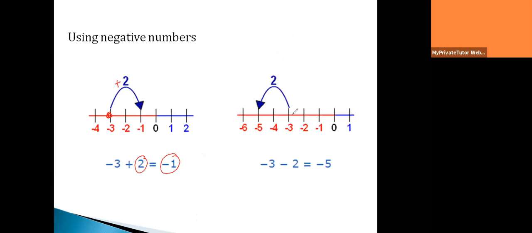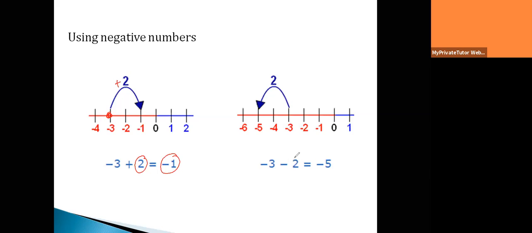So minus 3 minus 2, what will happen? Minus 2, in a sense, we are going to subtract, so go to the left side. So from minus 3, 2 positions towards the left side, which means we'll get the answer as minus 5. We got the same.